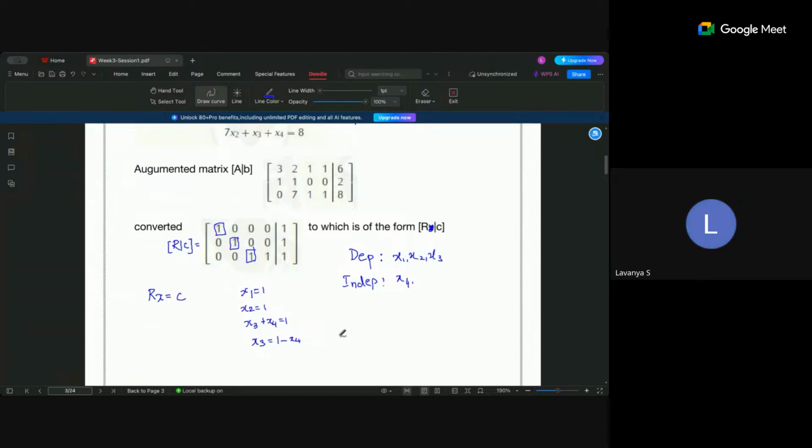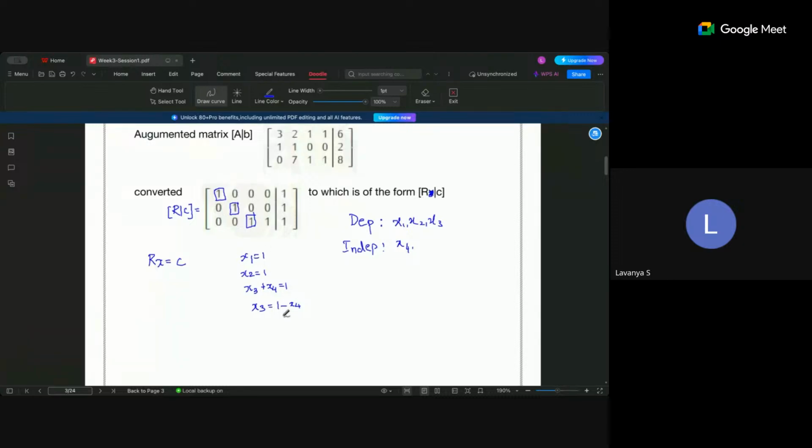Okay. So here, how do you write the solution for this system? The solution for this system is X1, 1, 1, and so on. Suppose you call X4 independent, so it can take any value K, where K is an element in R. I should write that, otherwise it is incomplete.